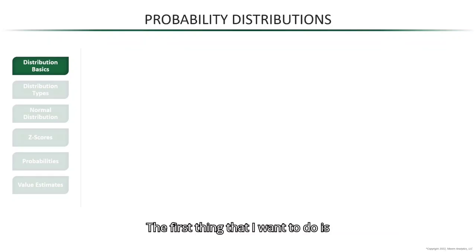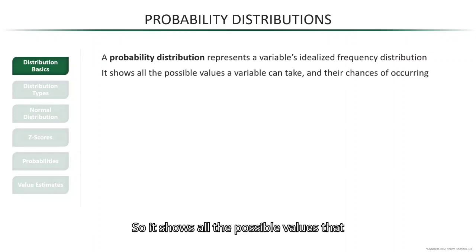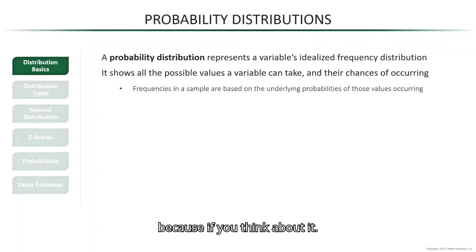The first thing that I want to do is introduce the concept of a probability distribution. The best way to think of it is that a probability distribution represents a variable's idealized frequency distribution. So it shows all the possible values that the variable can take and the chances, or the probability, of each of those values occurring. And they are related to frequency distributions because, if you think about it, frequencies in a sample are based on the underlying probabilities of those values occurring.